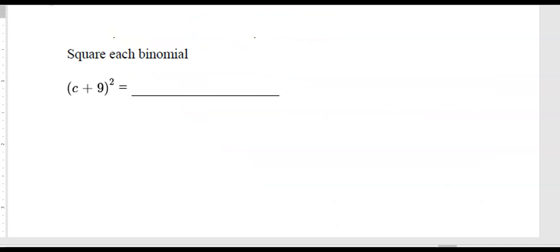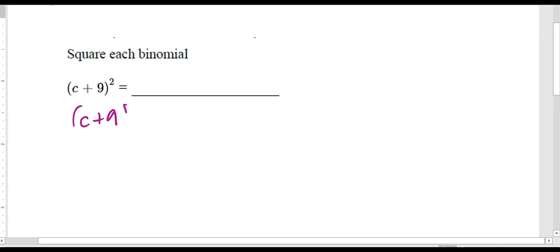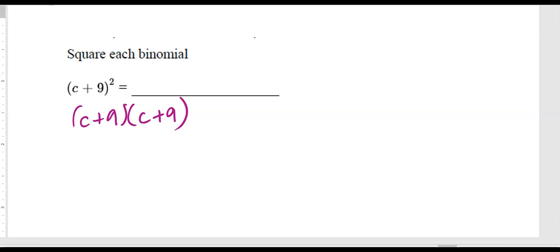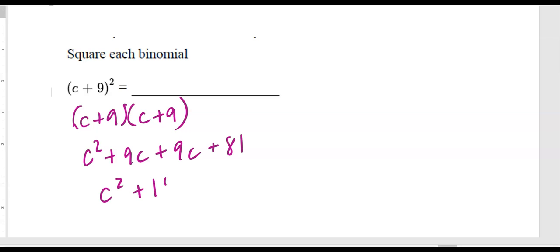The next problem asks us to square the binomial. This is the gotcha question I've warned you about in class. Make sure you write it out, and then you'll make sure you get it right. Because what people do is they forget that you have a middle term here. This is c squared plus 9c plus 9c plus 81, which is c squared plus 18c plus 81.